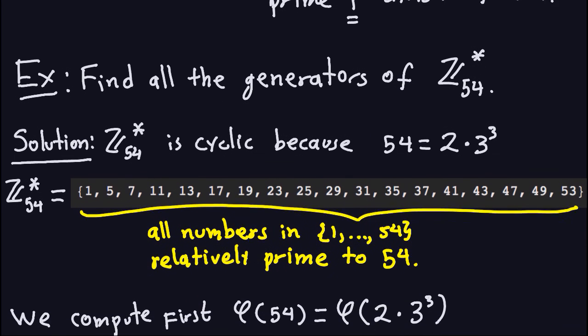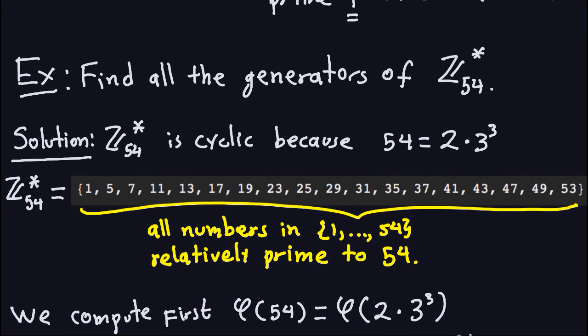So to do that, let's first make a list of Z54 star, which is R. Remember, all the elements between 1 and 54 that are relatively prime to 54. If you actually go ahead and check that list, this is the list we have: 1, 5, 7, and so on. All this list that you see here. As I said, these are all the numbers from 1 to 54 that are relatively prime to 54. Now, 2 is not in this list because 2 and 54 have a common factor of 2, so it doesn't have to be here. So that's the definition of Z54 star.